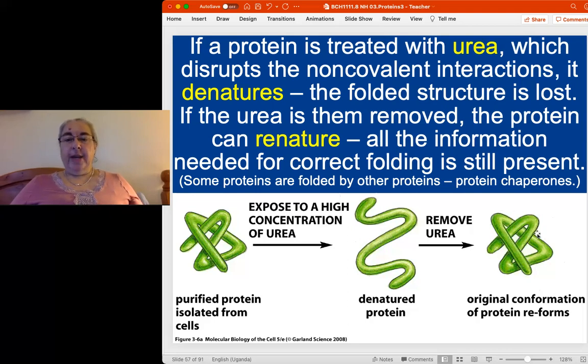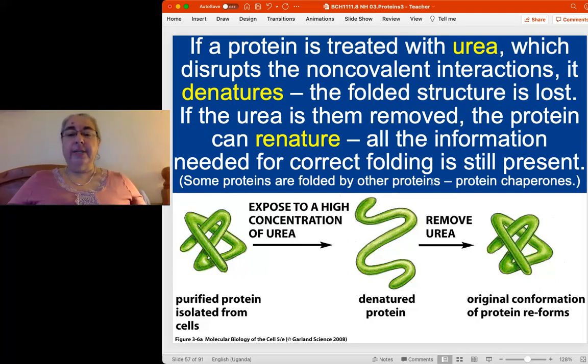It readopts its original conformation, because all the information for this folded shape is still there in the amino acid sequence. The only thing that stopped it being folded in this state is that the interactions that caused that folding were broken. Okay, so this shows that many proteins don't actually need anything else apart from their own amino acid sequence to fold in the correct way.